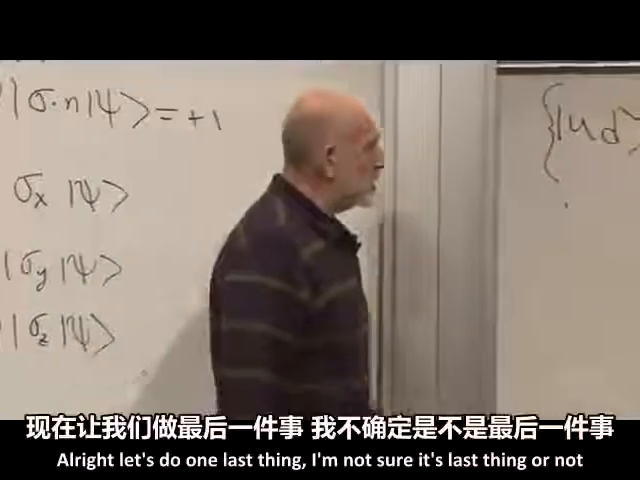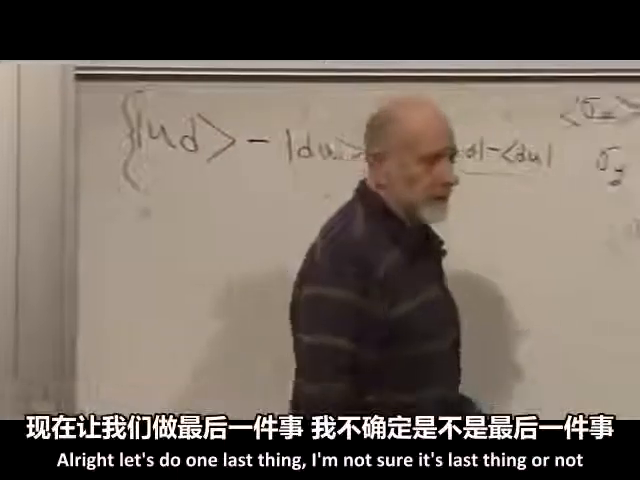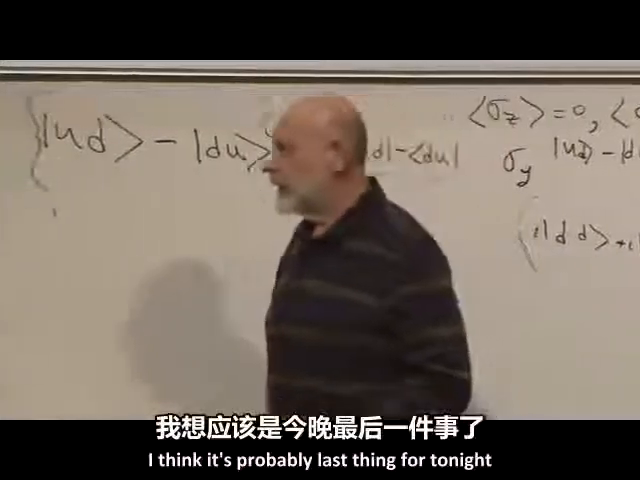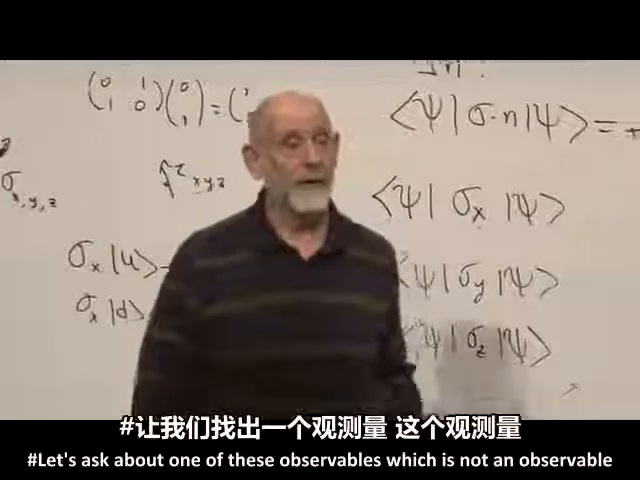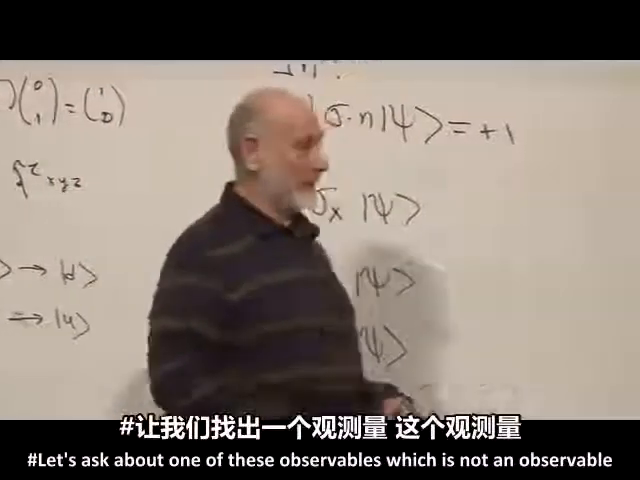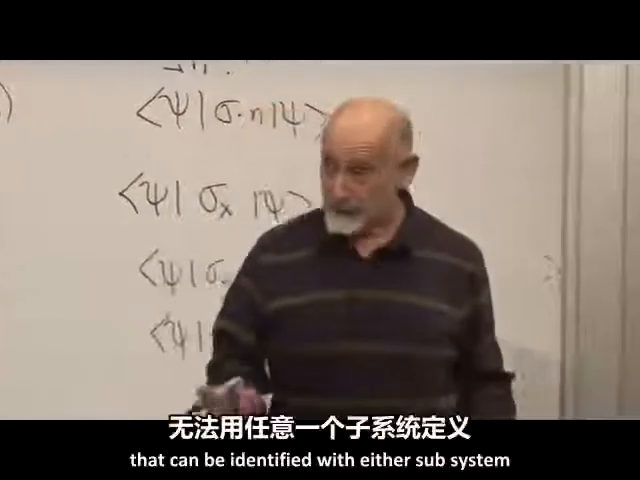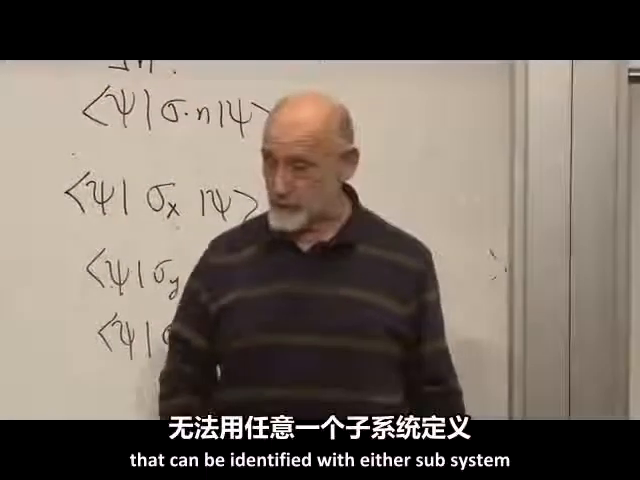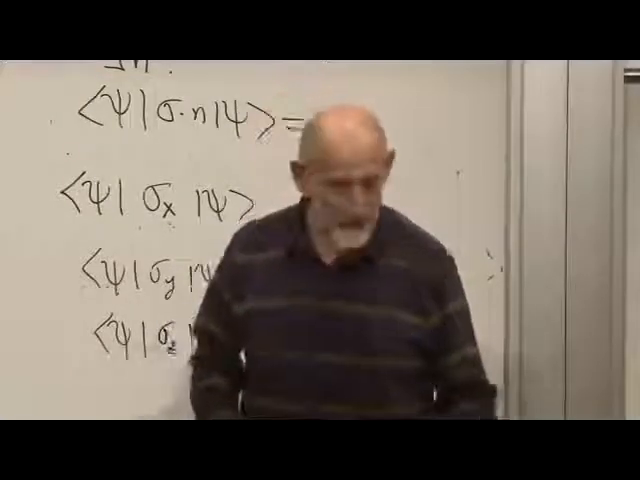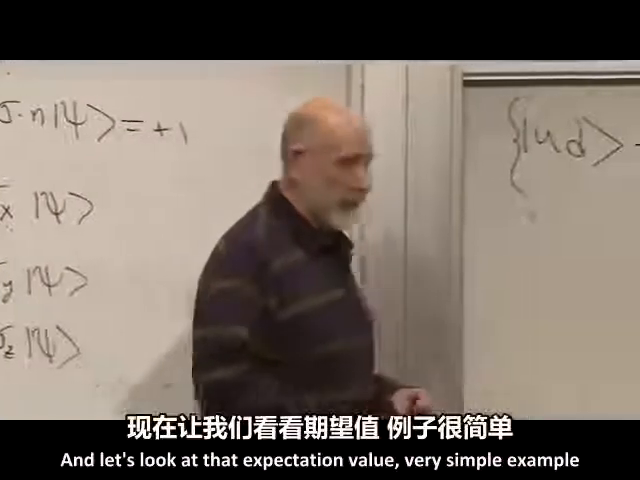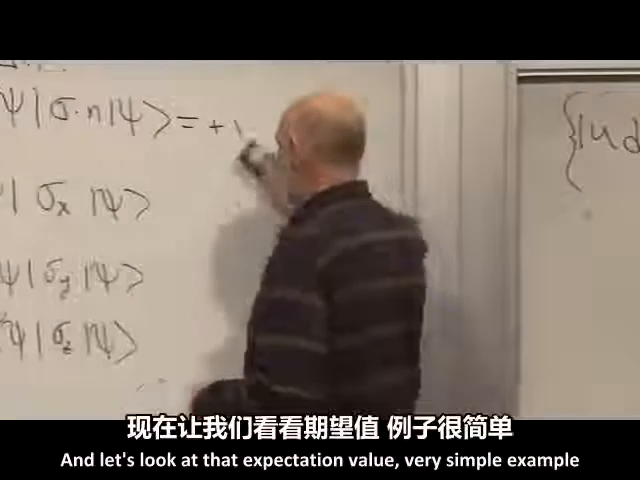All right, let's do one last thing. I'm not sure whether it'll be the last thing or not. I think it's probably the last thing for tonight. Let's ask now about one of these observables, which is not an observable that can be identified with either subsystem, but which has somehow got to do with both. Right? And let's look at its expectation value. A very simple example.